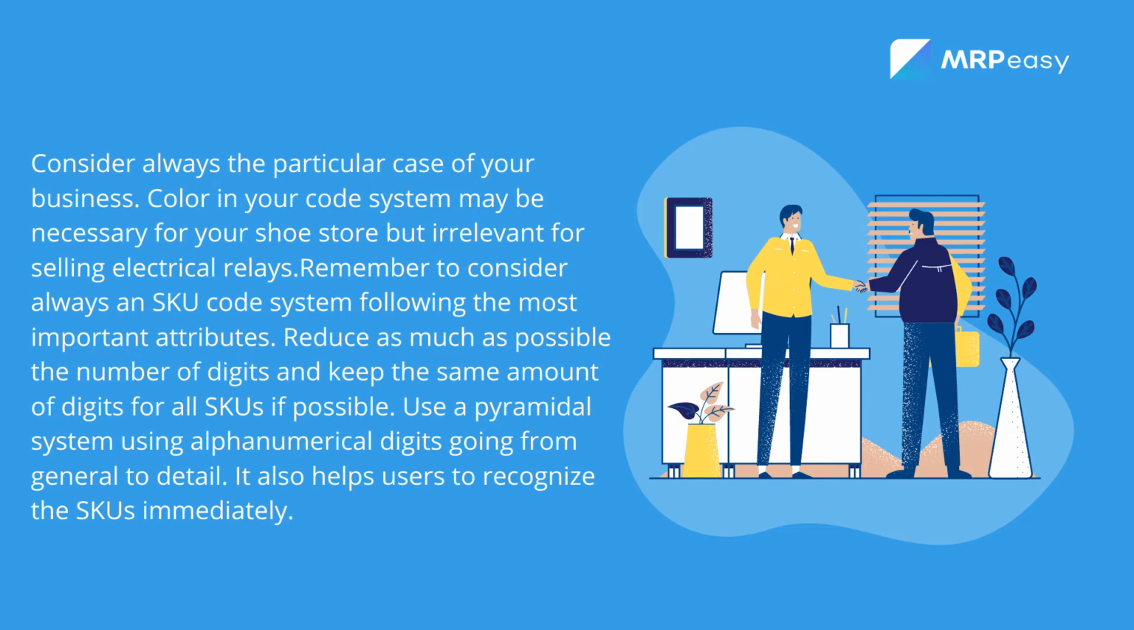Consider always the particular case of your business. Color in your code system may be necessary for your shoe store, but irrelevant for selling electrical relays. Remember to consider always an SKU code system following the most important attributes. Reduce as much as possible the number of digits and keep the same amount of digits for all SKUs if possible. Use a pyramidal system, using alphanumerical digits going from general to detail. It also helps users to recognize the SKUs immediately.